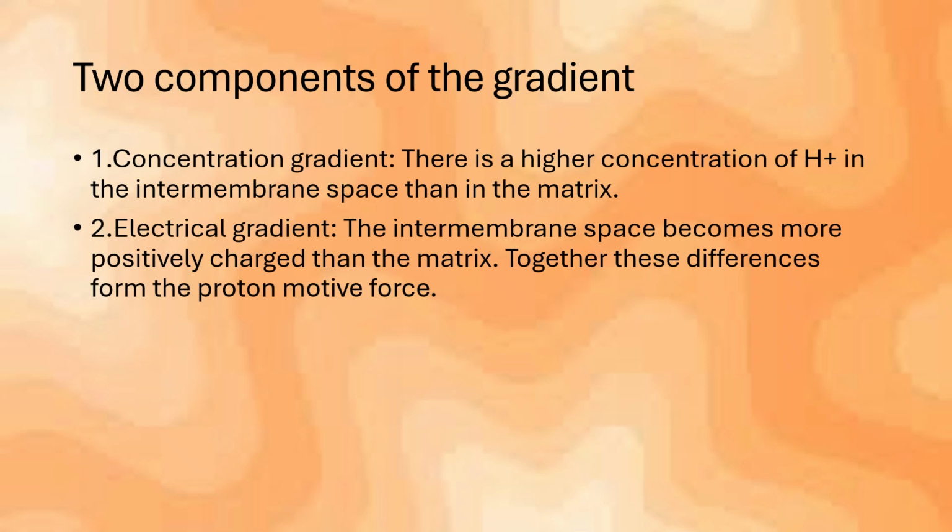So the first component of the gradient is the concentration gradient, which you're probably familiar with from topic 1. In this context, there is a higher concentration of H+ ions in the intermembrane space than in the matrix. The second type of gradient you need to be aware of is the electrical gradient. The intermembrane space becomes more positively charged than the matrix. Together, these differences form the proton motive force.